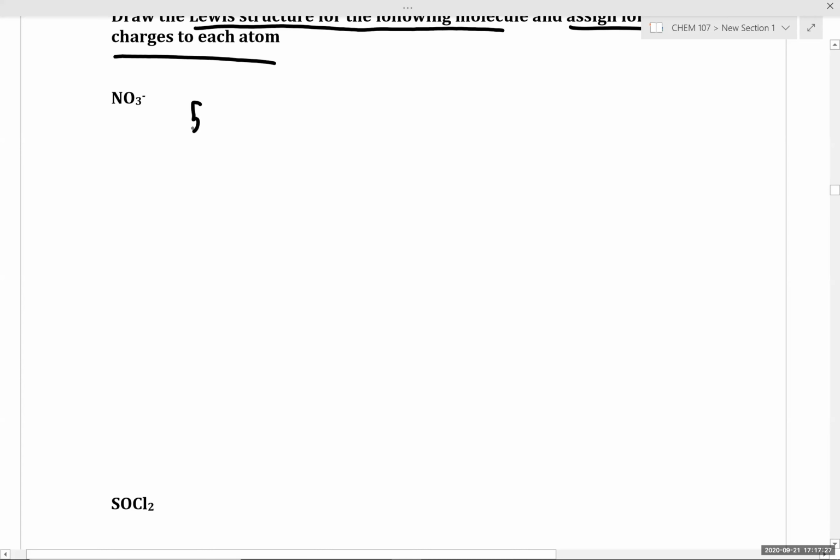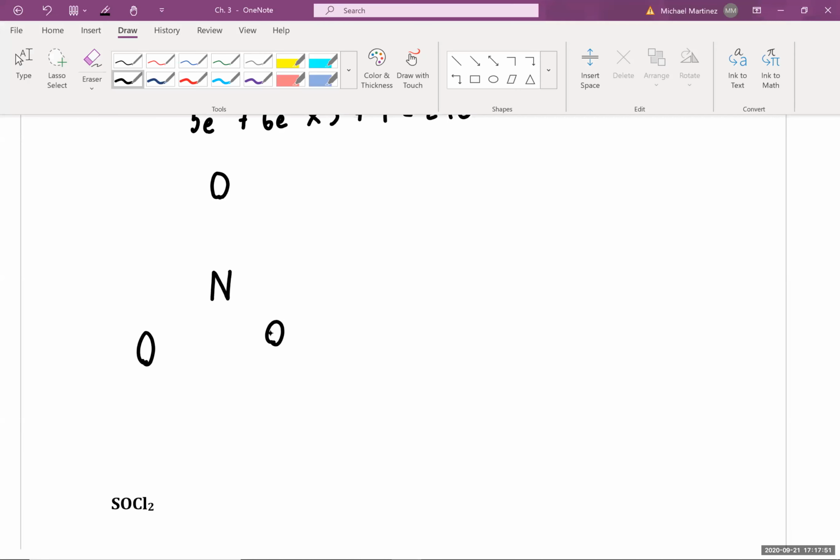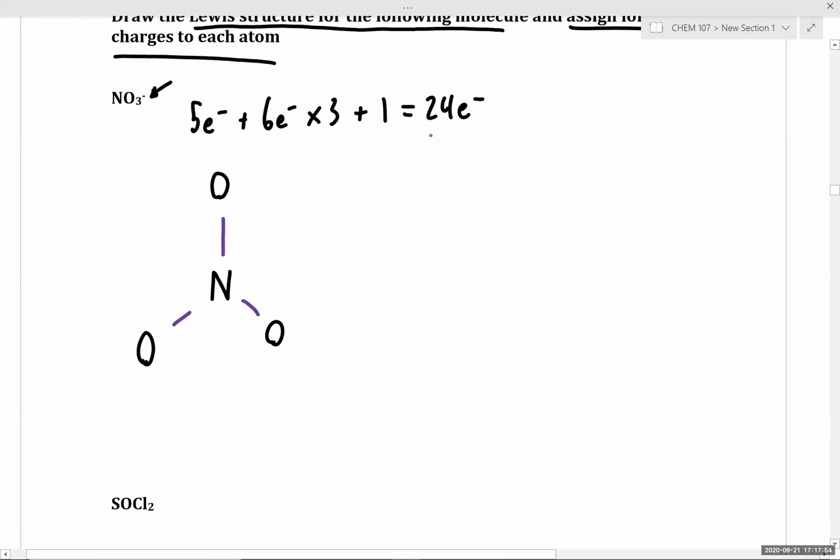Nitrogen contributes 5 electrons. Oxygen contributes 6 electrons and we have 3 oxygen atoms. And because we have a -1 charge, we add 1 electron to our total. That gives us a total of 24 electrons. We then place nitrogen in the center and surround it with our 3 oxygen atoms. We then form 1 bond each and we subtract 2 electrons from our total for each of our bonds, for a total of 6 electrons subtracted. We have 18 electrons remaining.